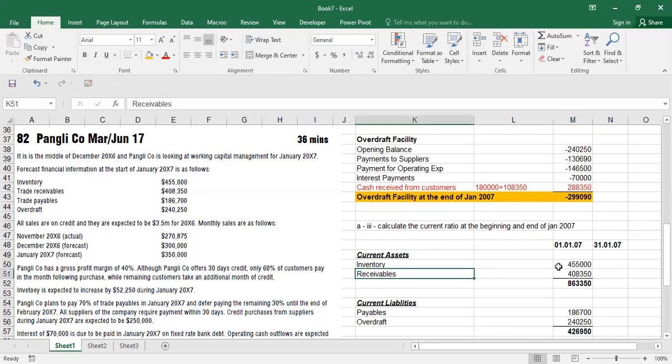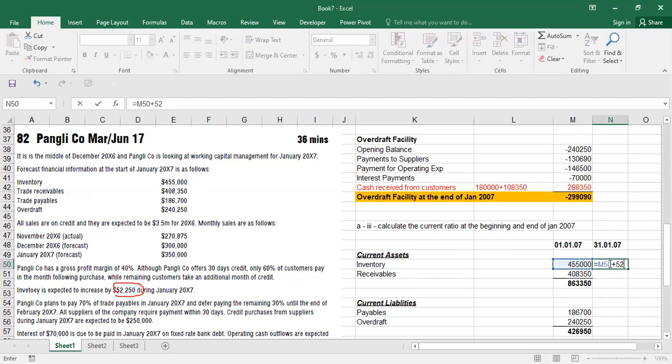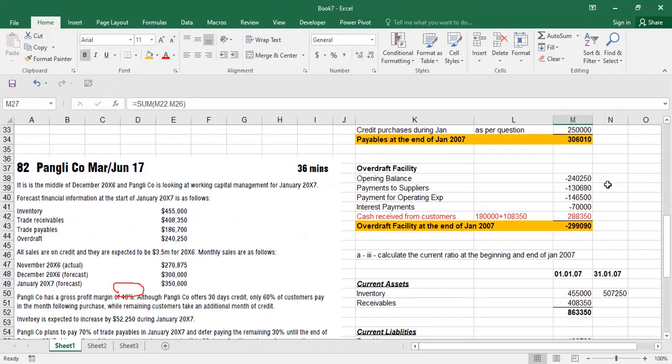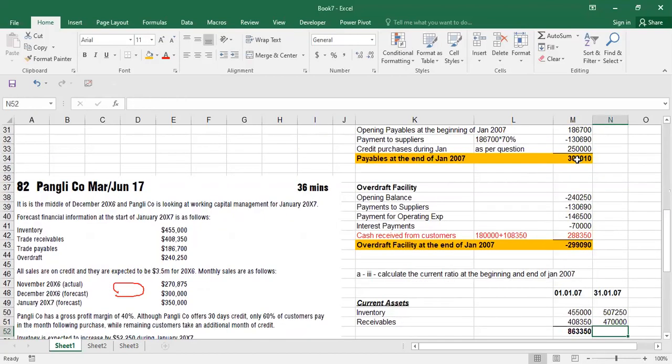So they said that inventory is planned to increase by 52,500. If you remember, we are increasing the inventory. So what we can do, that inventory we are increasing by this number. So it would be this one plus 52,250. We got the number 507 will be your inventory. Your receivables, we just calculated here. Receivables are 470,000. So let me just take it from here, 470,000.